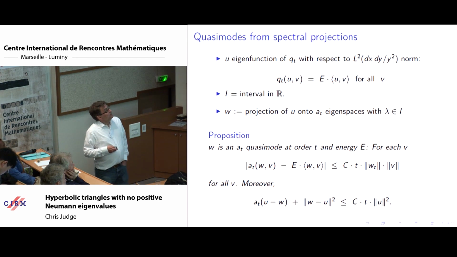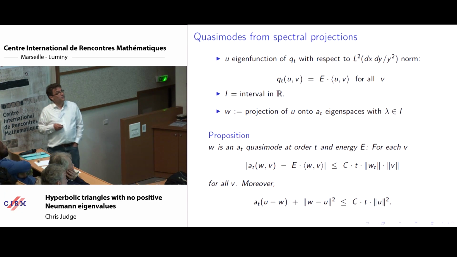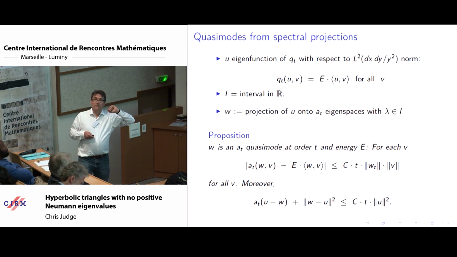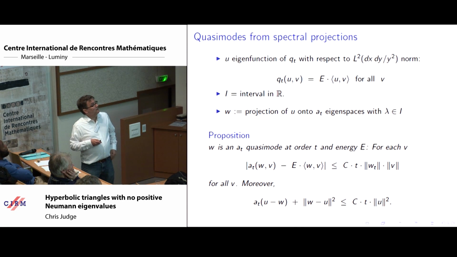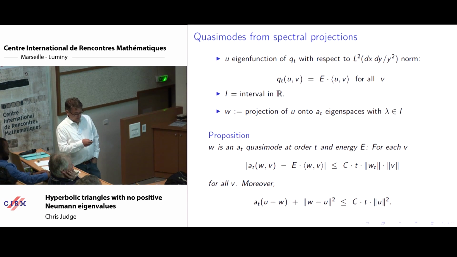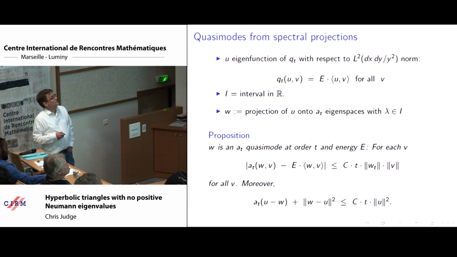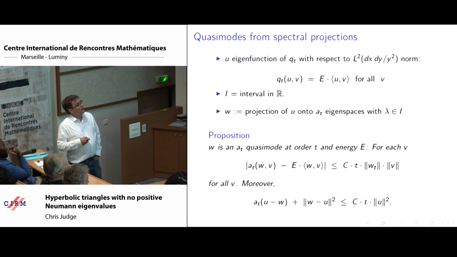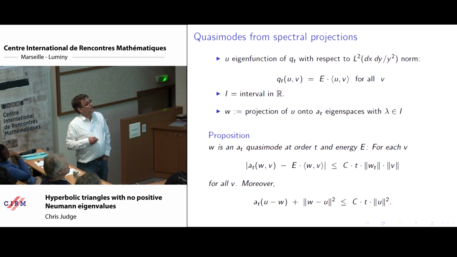So we're going to use, in particular, quasimodes. And we're going to construct them from spectral projections. And so we want to take our UT and project it onto the spectrum of AT in certain energy windows. Right? So here I'm starting with an eigenfunction QT of u, v. So that's the weak eigenvalue problem. That's just saying u is an eigenfunction. And now I take an interval in energy, and I want to project this u onto the AT eigenspaces where lambda is in I.